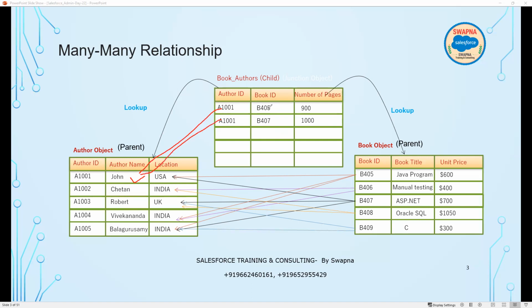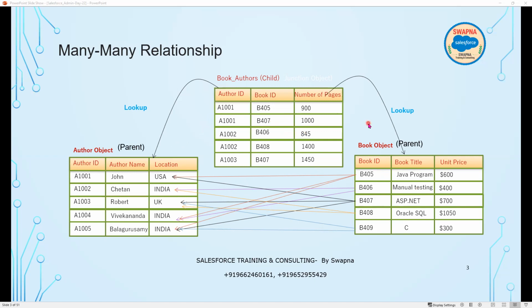So John has written the B405 book and the B406 book. John has written two books. Similarly, A1002 is Chetan. Chetan has written manual testing, with 845 pages. And Chetan has also written B408, the Oracle SQL, which contains 1400 pages. Similarly, A1003 is Robert. Robert has created ASP.NET, which contains 1450 pages. Now, like this, I'll be implementing it.